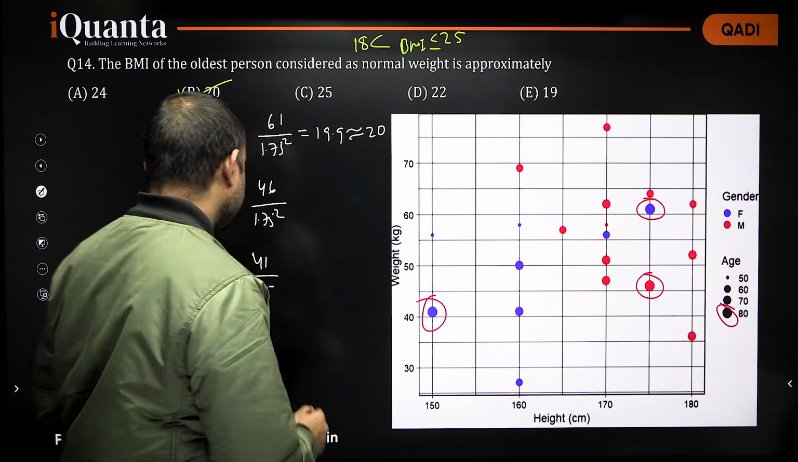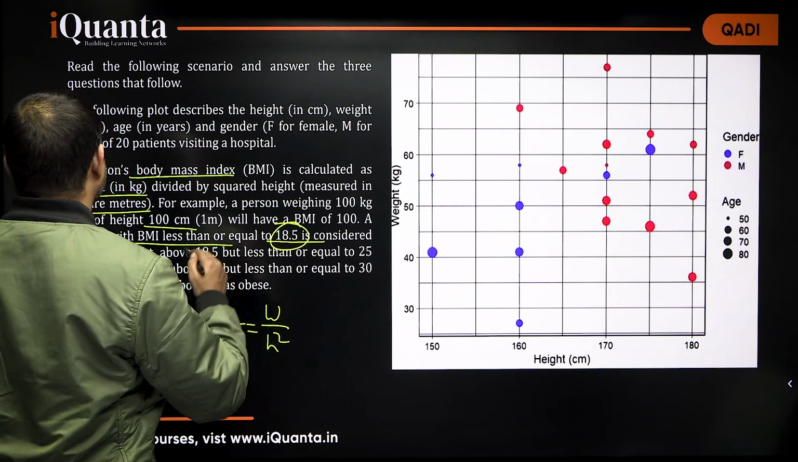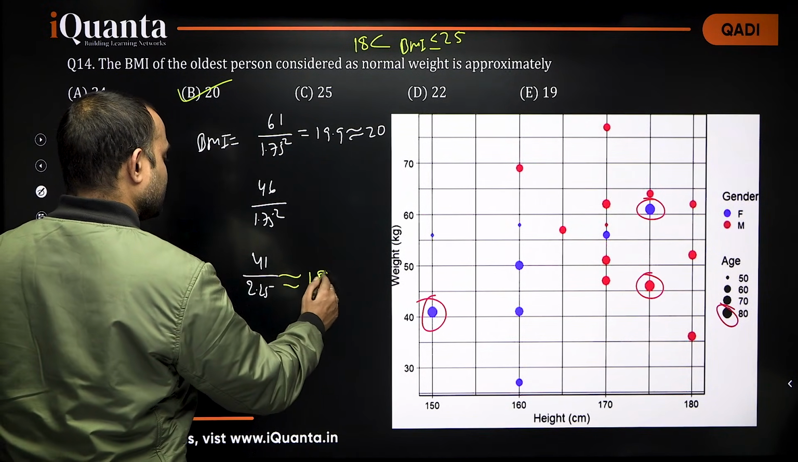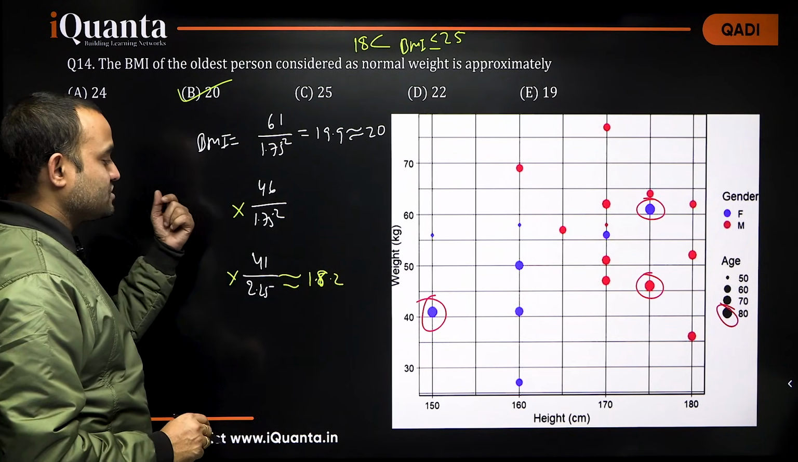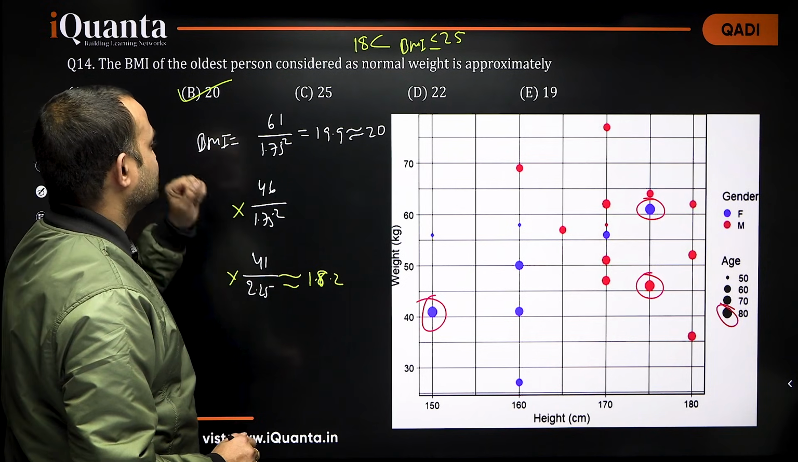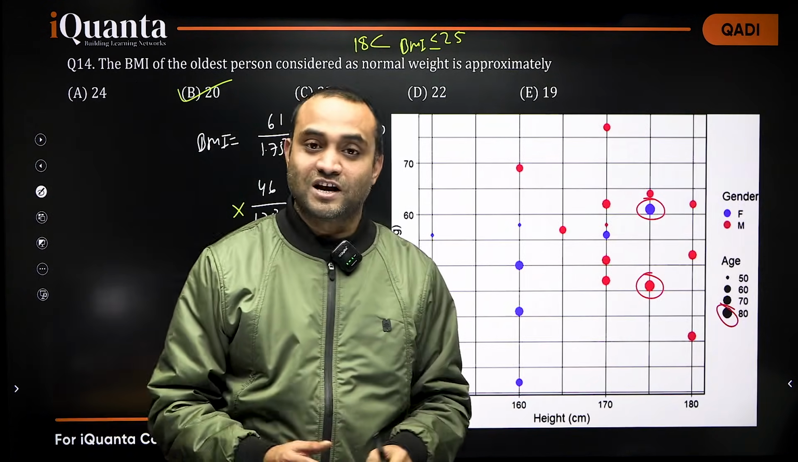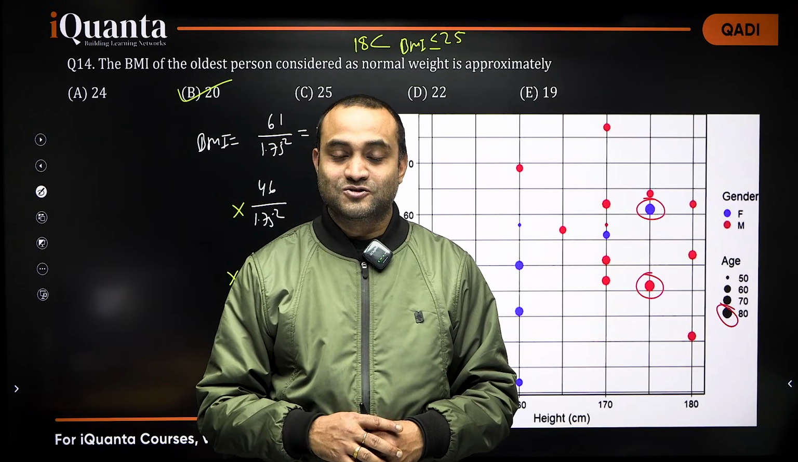I think this is 18 point something, but now I remember it was 18.5, right? And this value that I got is 18.2 something. So this is not possible, this is underweight, and this is also underweight. So correct answer is option B, which is 20. And yes, that was the last question of this set. Little tricky set, but it's a good set to solve during the exam.